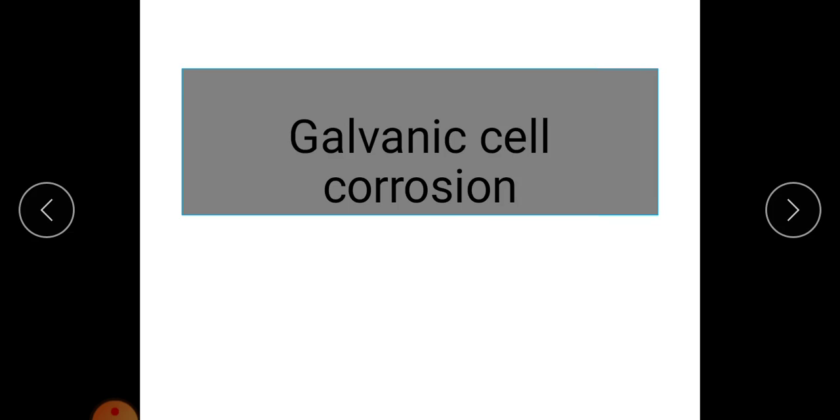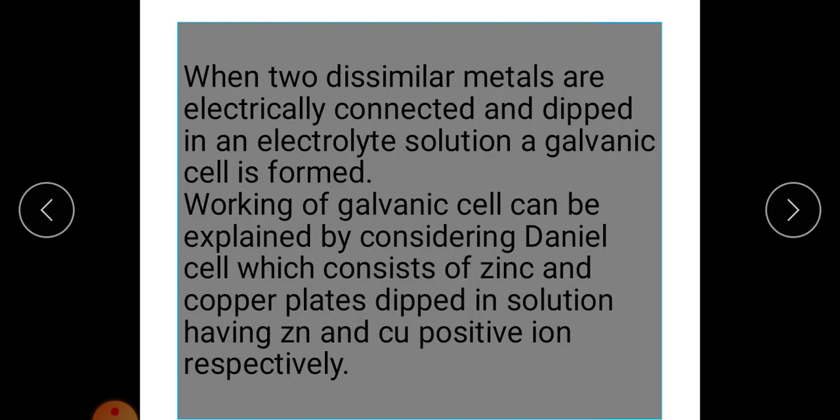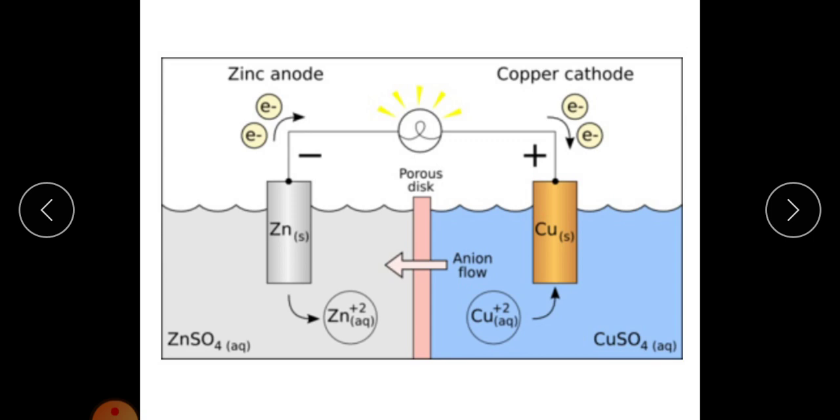Now, today's session we will discuss galvanic cell corrosion. When two dissimilar metals are electrically connected and dipped in an electrolyte solution, a galvanic cell is formed. The working of a galvanic cell can be explained by considering a Daniell cell, which consists of zinc and copper plates dipped in a solution having Zn++ and Cu++ ions respectively.